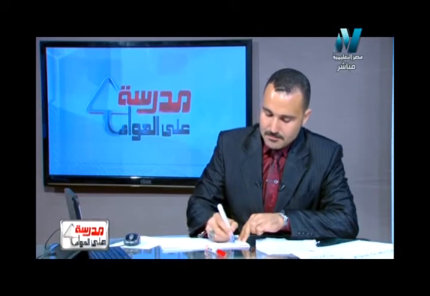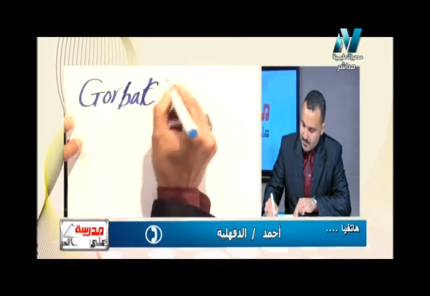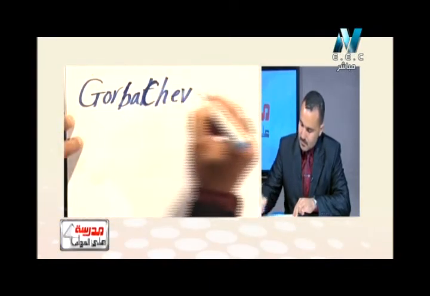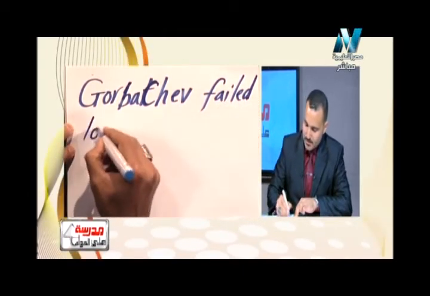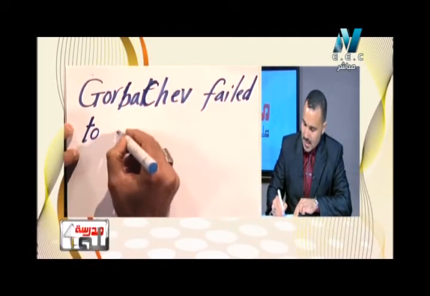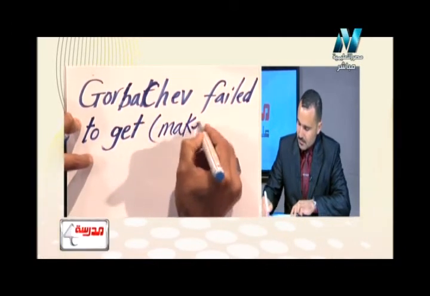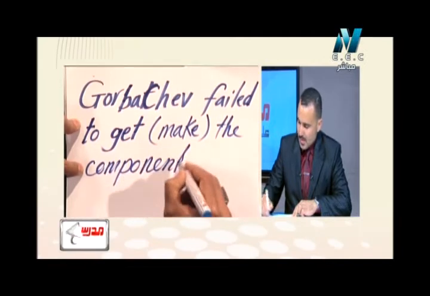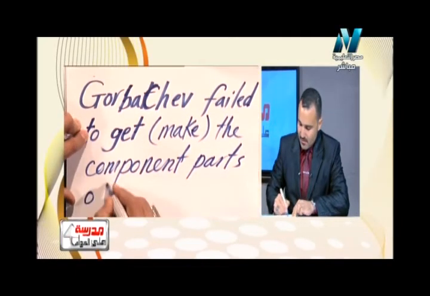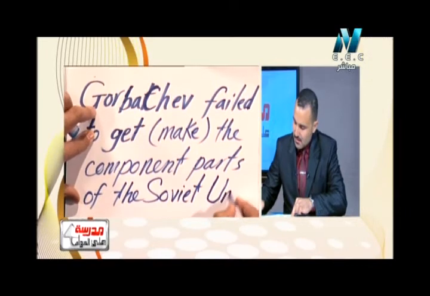كان في example قلنا: Gorbachev couldn't or failed to get or make the component parts of the Soviet Union together.